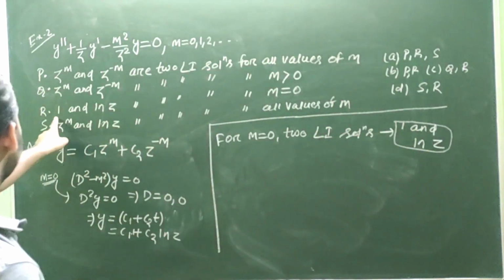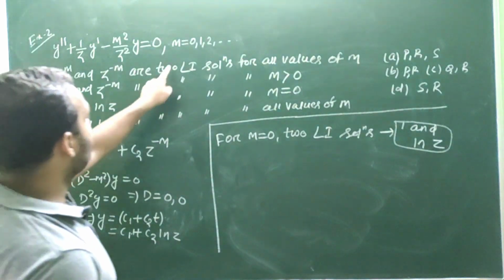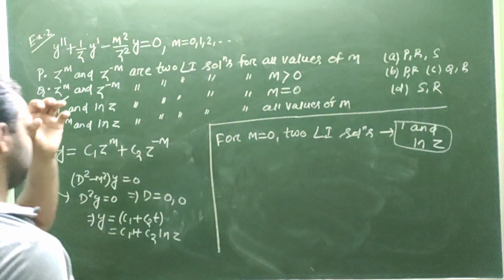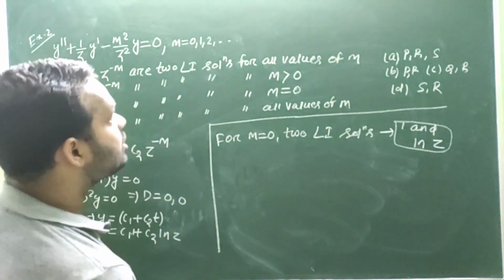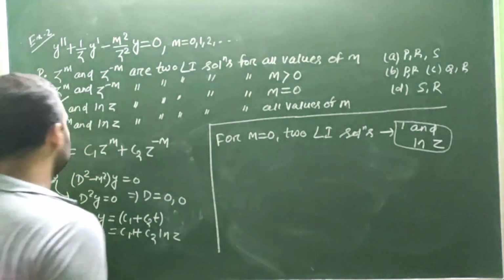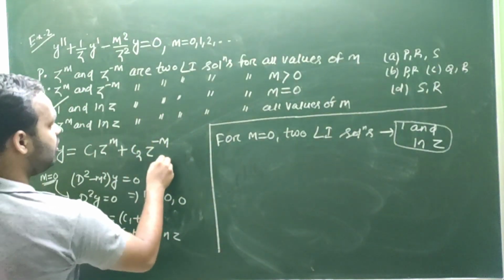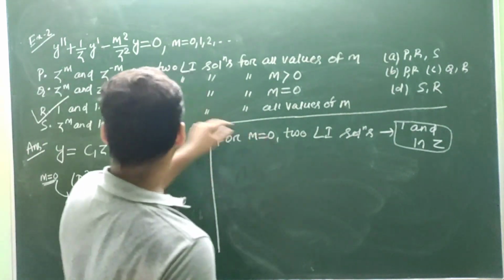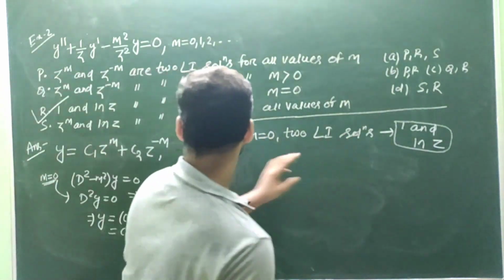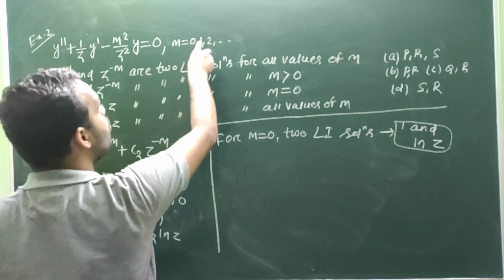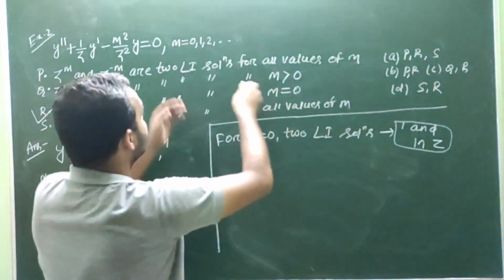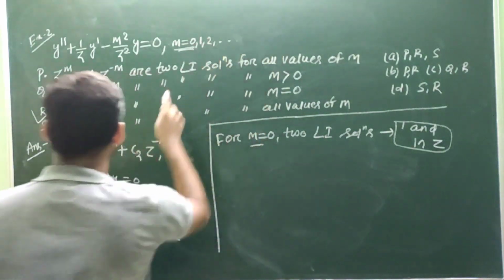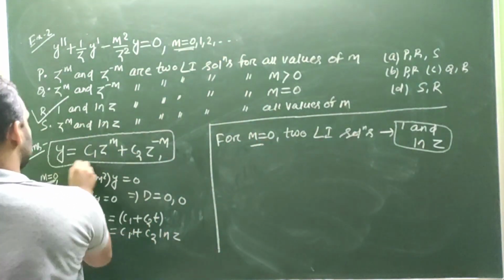So in the options, 1 and log z are two linearly independent solutions for m is equal to 0. So this is right. And the other solution, what will it be for? That is m greater than 0, because for m is equal to 0 we got 1 and log z, and m is given as 0, 1, 2, 3 like this. That's why for the rest of the m, this will be the answer.